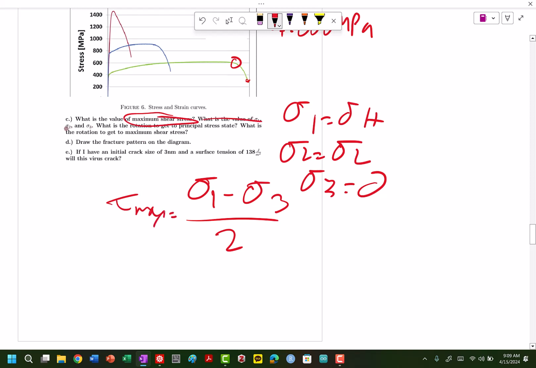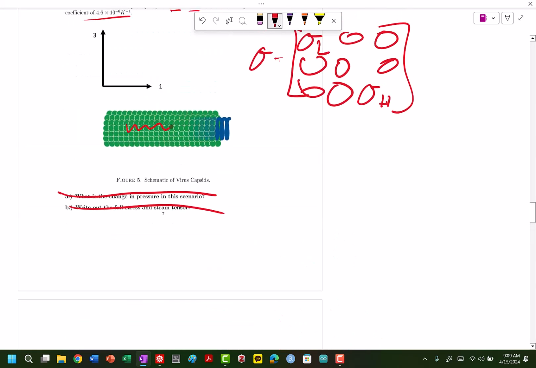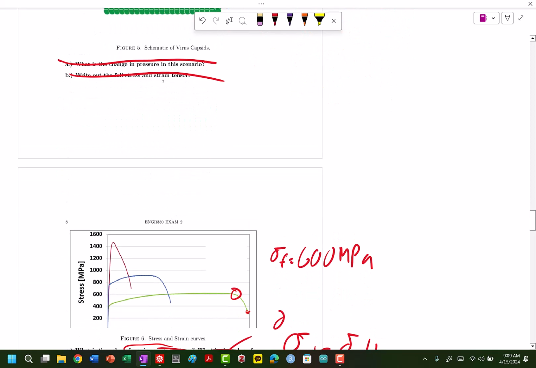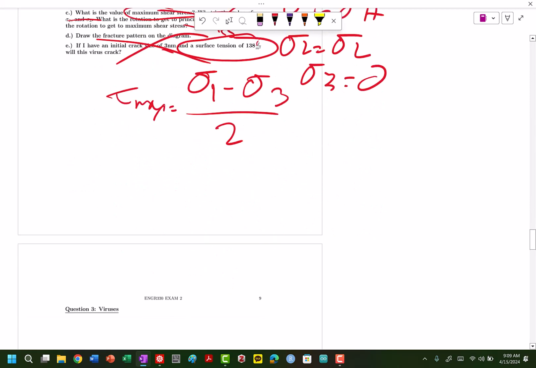Wrote out those values. What's the rotation to principal stress state? 0, because we're already there. Maximum shear, 45. Draw the fracture pattern. It's going to look like this, if there's no defects. If I have initial crack size of this, a surface tension, will the virus crack? Can't do it because the surface tension, that is for Griffith criteria. And that is it for question 3.